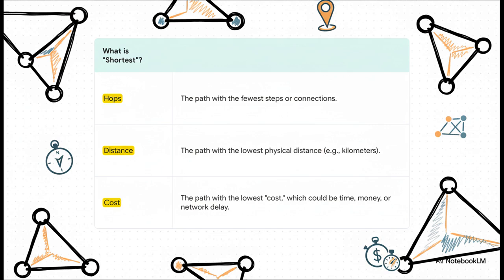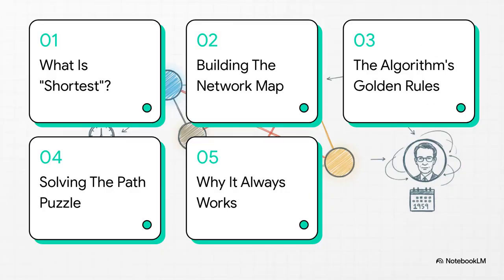The absolute genius of the algorithm we're looking at is that it can figure out the best path for any of those definitions. So here's our game plan. First, we'll nail down exactly what problem we're solving. Then, we're going to build the map our algorithm is going to read. After that, we'll get into its golden rules, walk through an example step by step, and finally, we'll pull back the curtain on the beautiful, simple reason why it's guaranteed to work every single time.